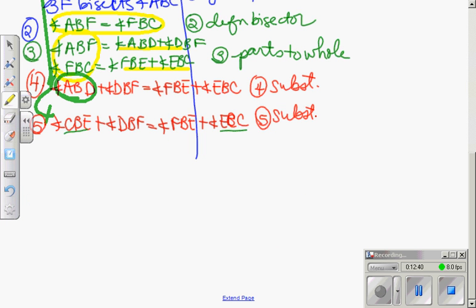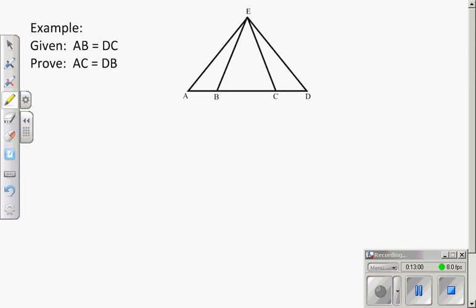What did that get me? That got me this exact same measure on both sides. If I subtract that value from both sides, I am done. This was what they wanted me to prove, and I proved it by subtraction.